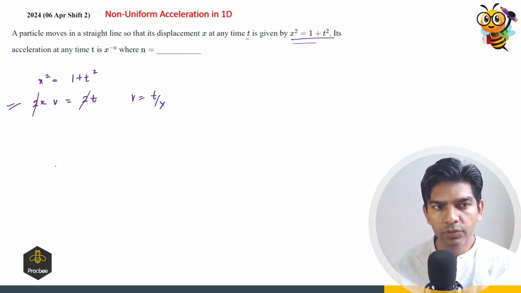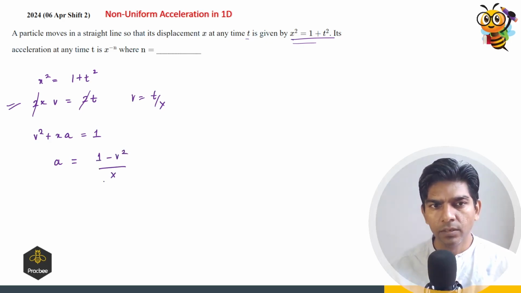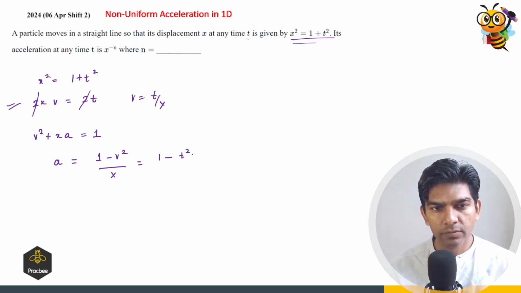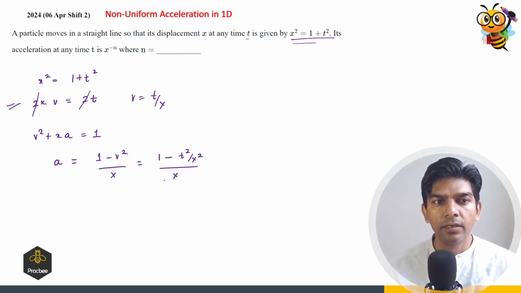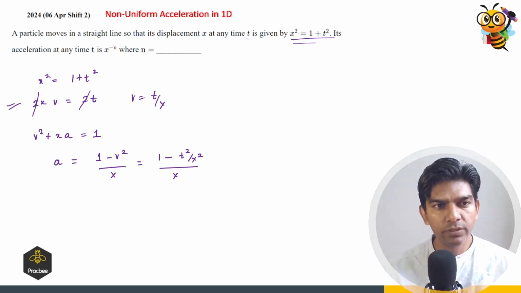Let us differentiate this equation one more time. So it will be v square plus x times a, and that will be equal to 1. So acceleration will be 1 minus v square divided by x, right? And v is t by x. So we can write this as 1 minus t square by x square, divided by x, right? And we have to find the acceleration at any time t. So what is x square? Let us simplify this.